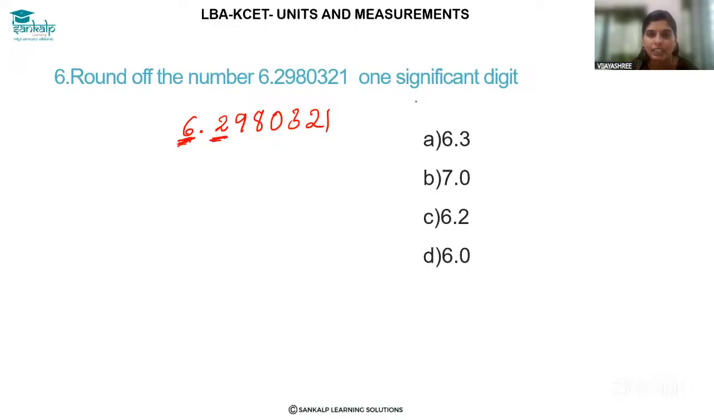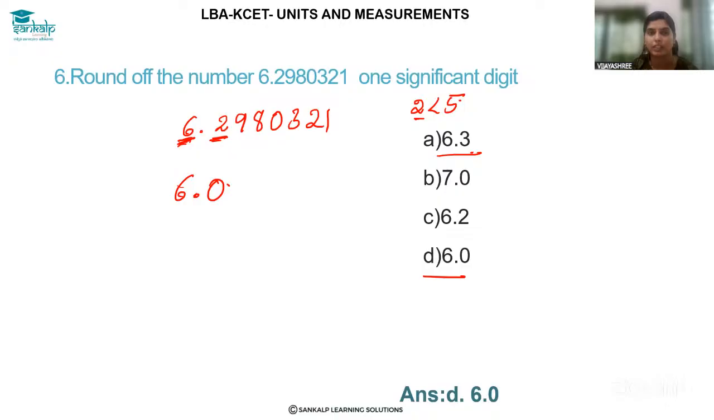So 2 is less than 5. We have to retain 6 as it is because 2 is less than 5. Recall the rules of rounding off. 2 is less than 5, so we keep the 6 as it is. When we round off, it will be 6.0. So the right answer is option D 6.0.